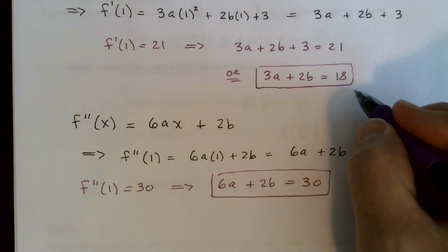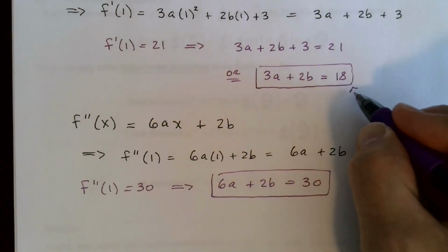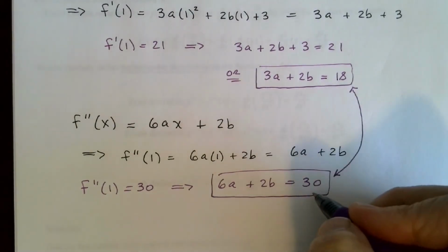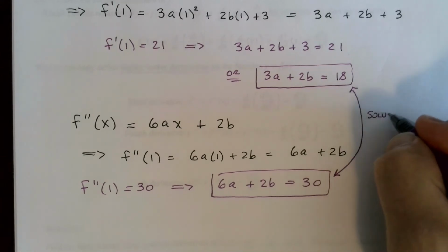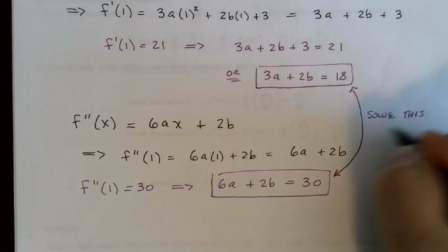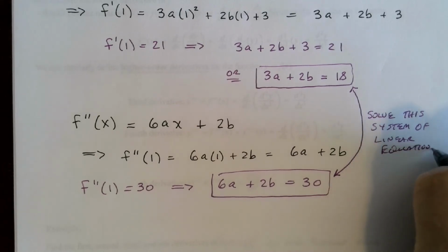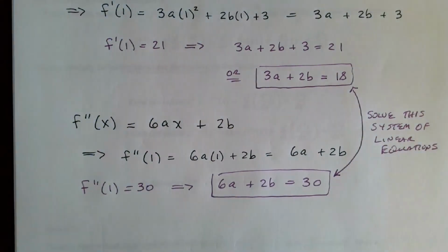And what we have to do then is what? To find the values of a and b that satisfy both of these equations, we have to solve what we call a system of linear equations. Okay? And so this is something you should be able to do. You've either solved systems of linear equations by, say, substitution or the addition-elimination method.